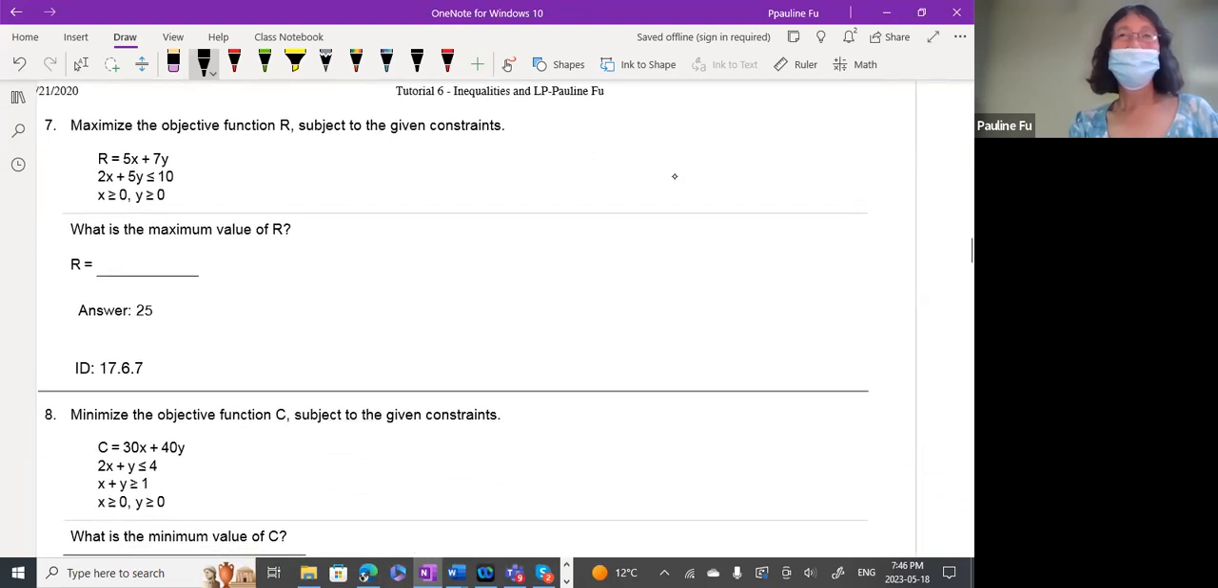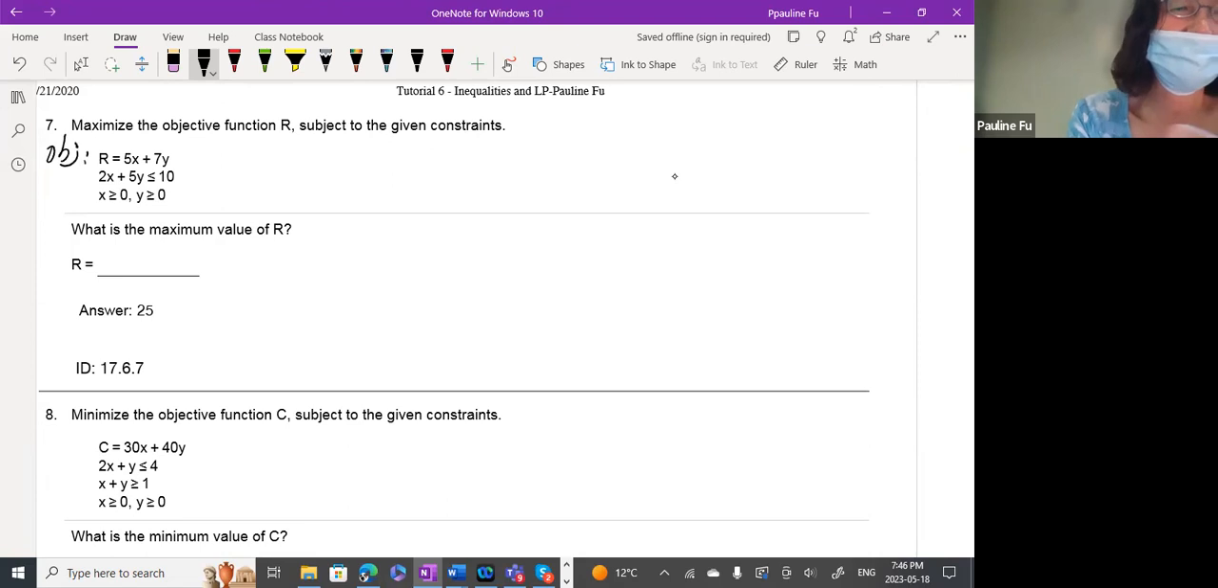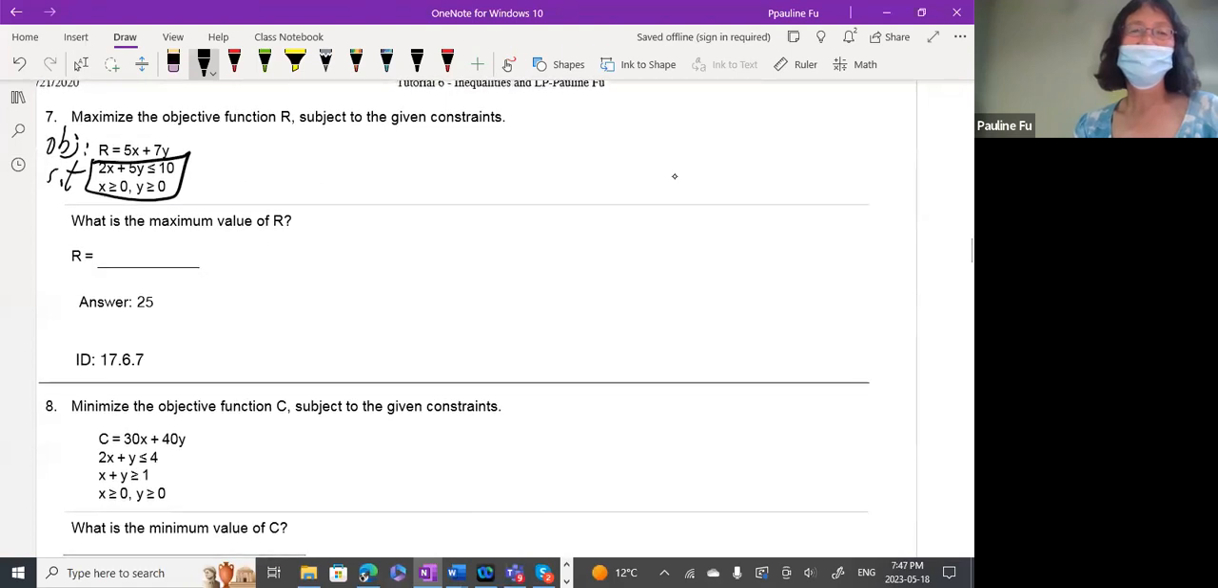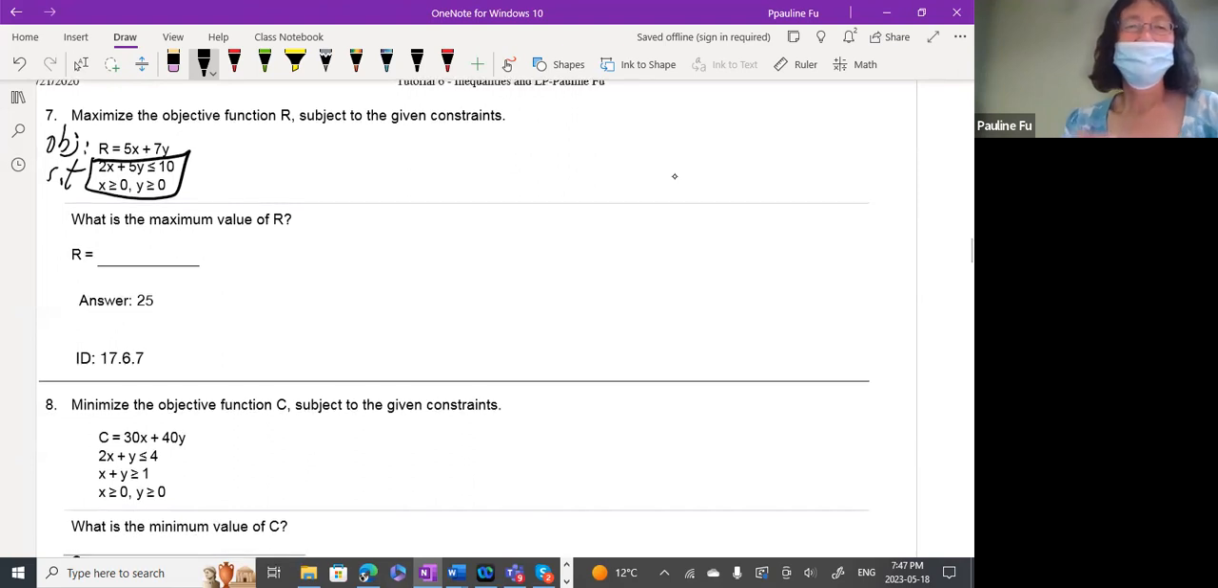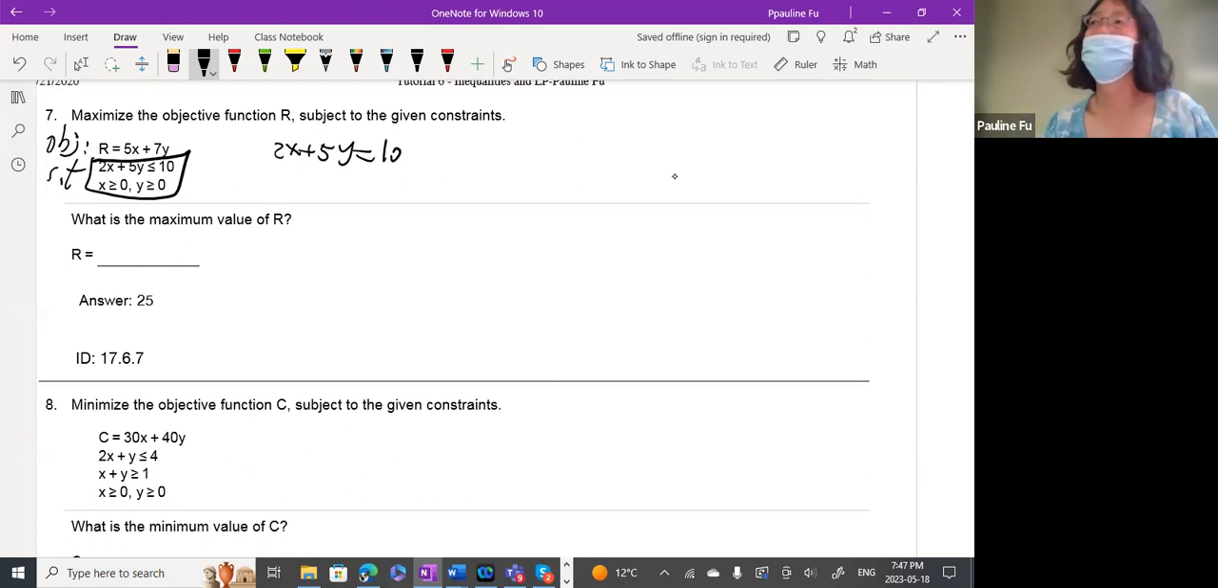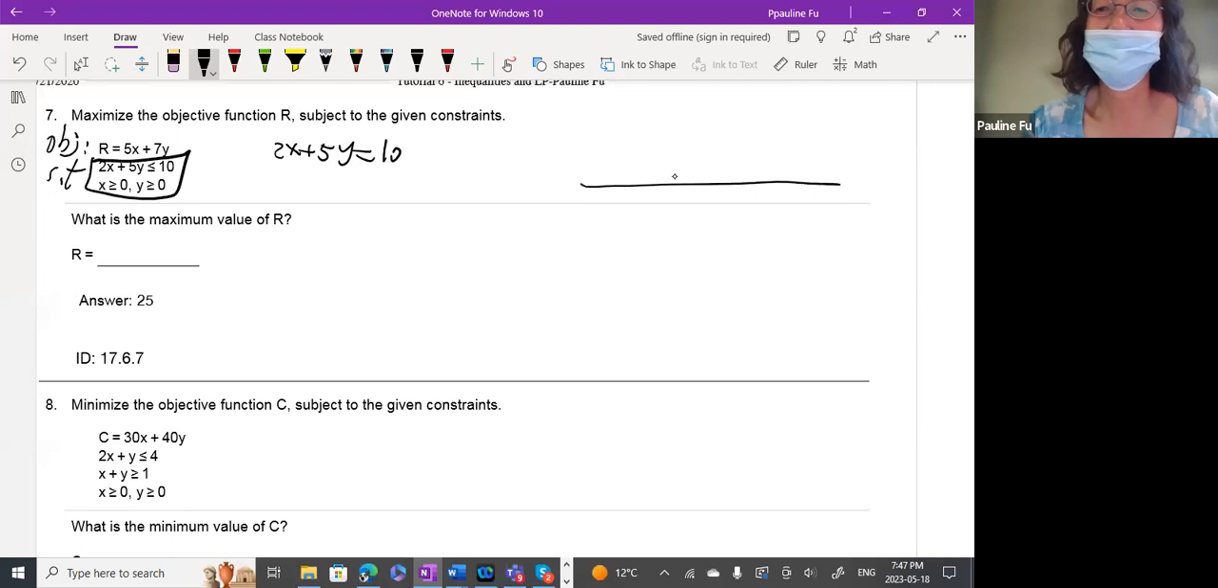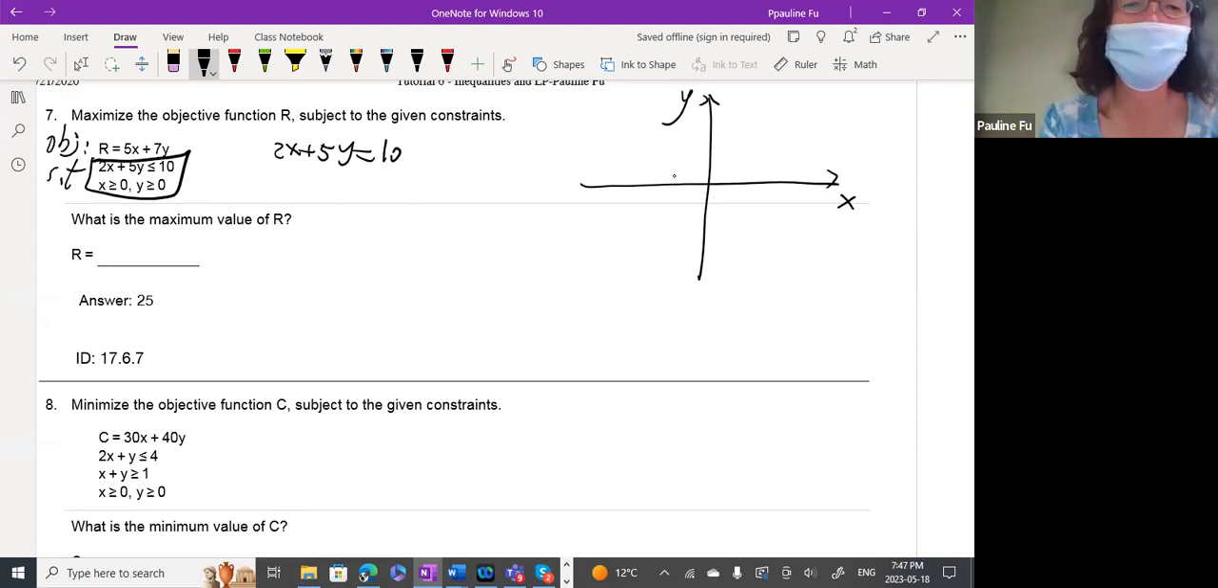Okay, next. Question 7: maximize the objective function R subject to the given constraints. So R is the objective function and those are the constraints. So how do we solve this? First, let's create a straight line, 2x plus 5y equal to 10. Because this is a straight line, I just need 2 points. So when x is 0, y equals what? 2.